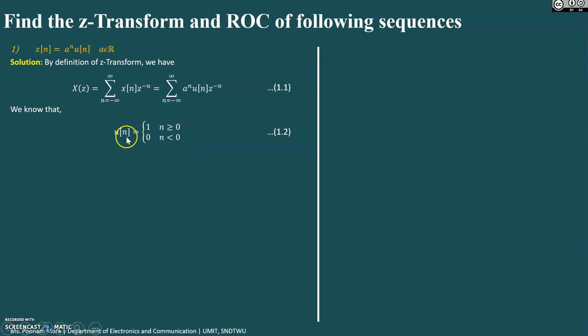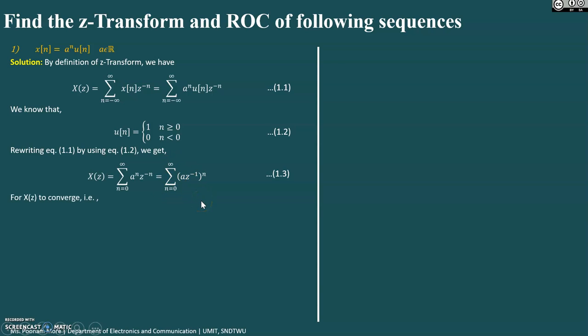By substituting these values of u of n in equation 1.1, we can write x of z as the summation of a raised to n into z raised to minus n, where n now takes the value from 0 to infinity, because u of n is equal to 1 for n greater than or equal to 0. Now taking the power n common from a raised to n and z raised to minus n, we can rewrite x of z as the summation of a z inverse whole raised to n, where n takes the values from 0 to infinity.